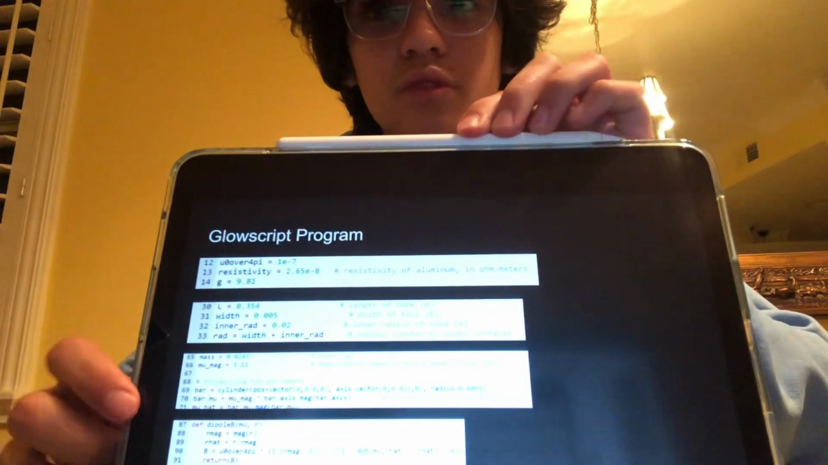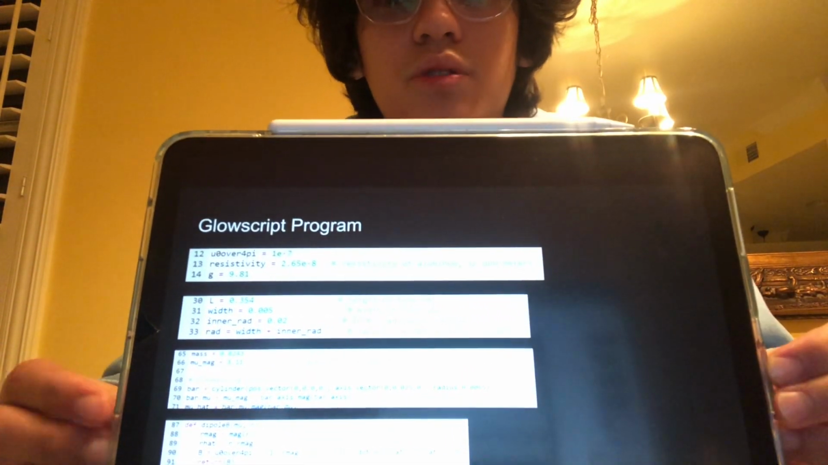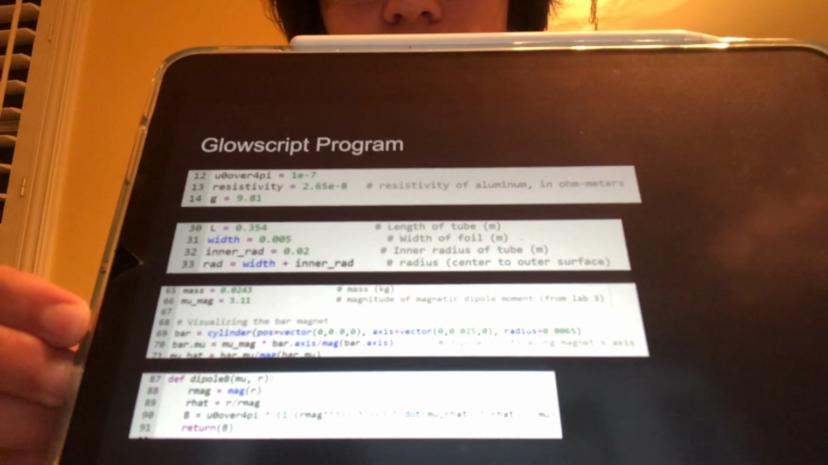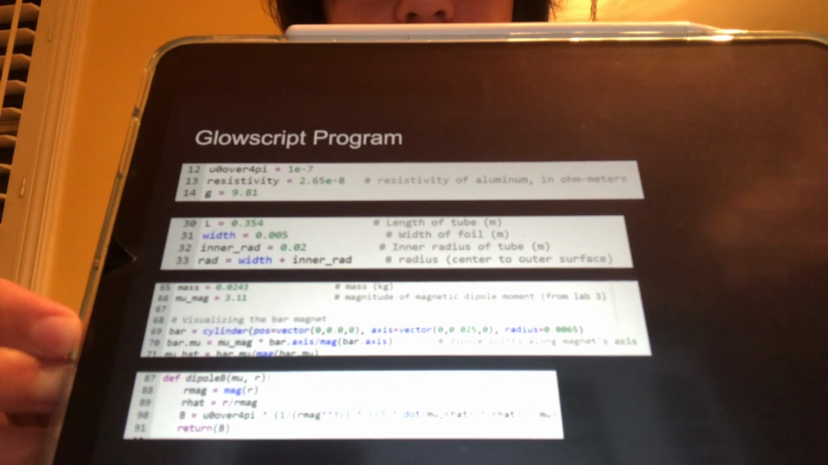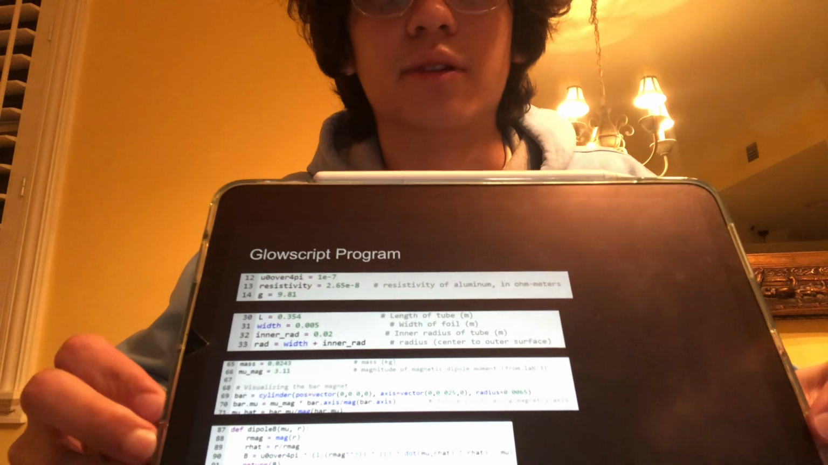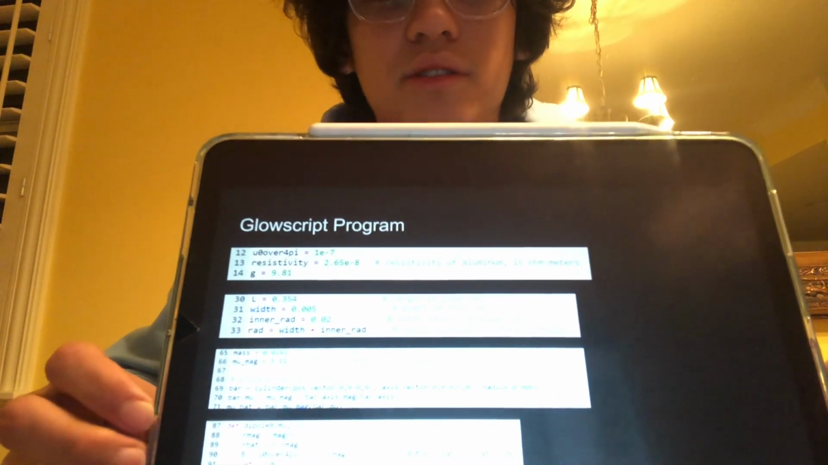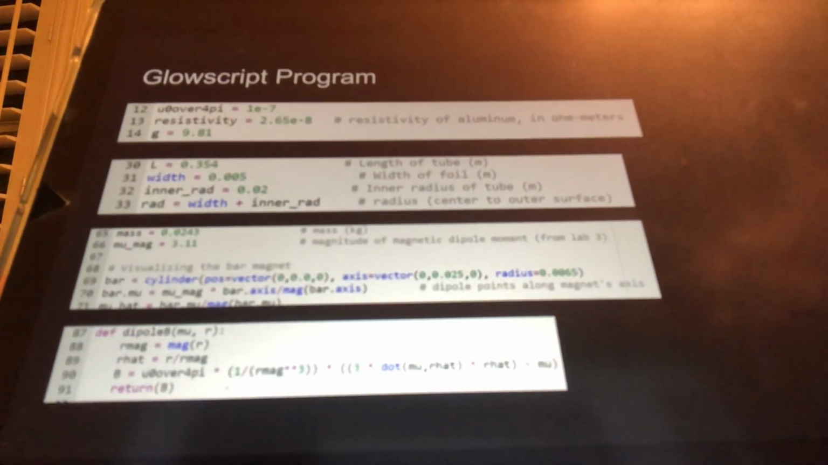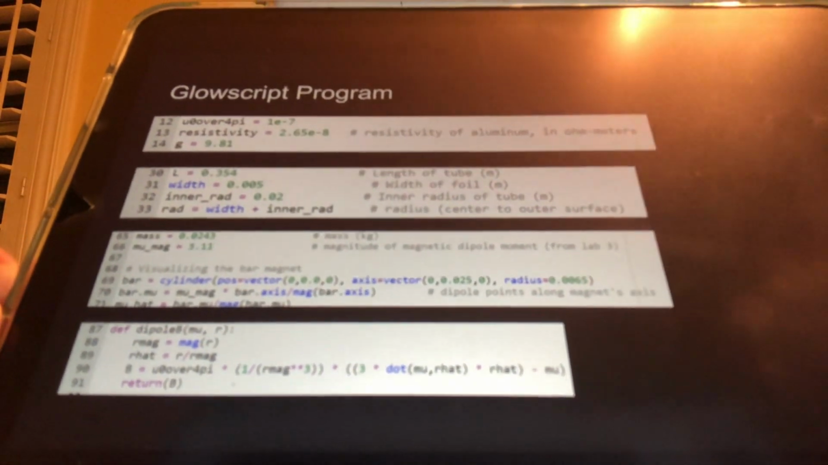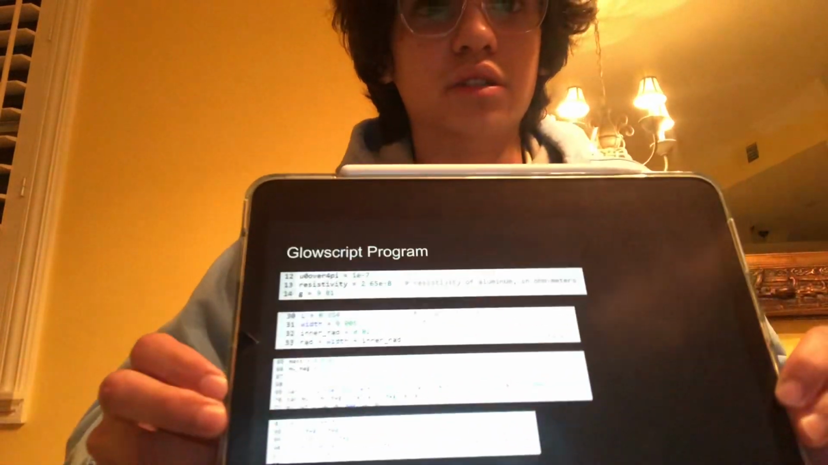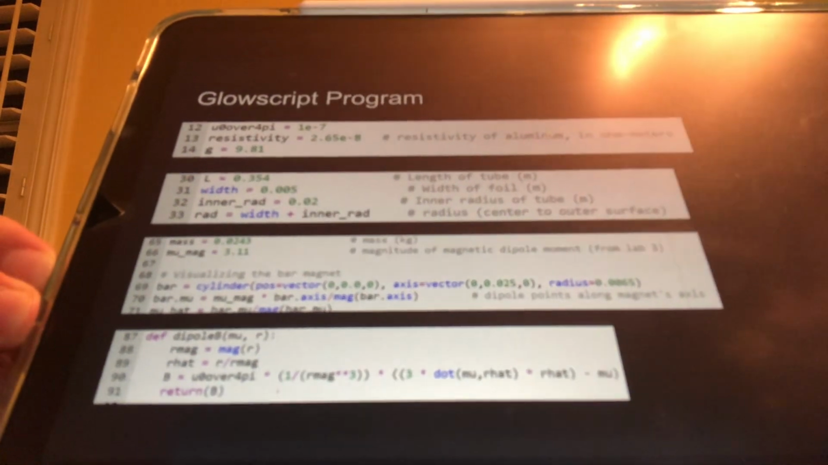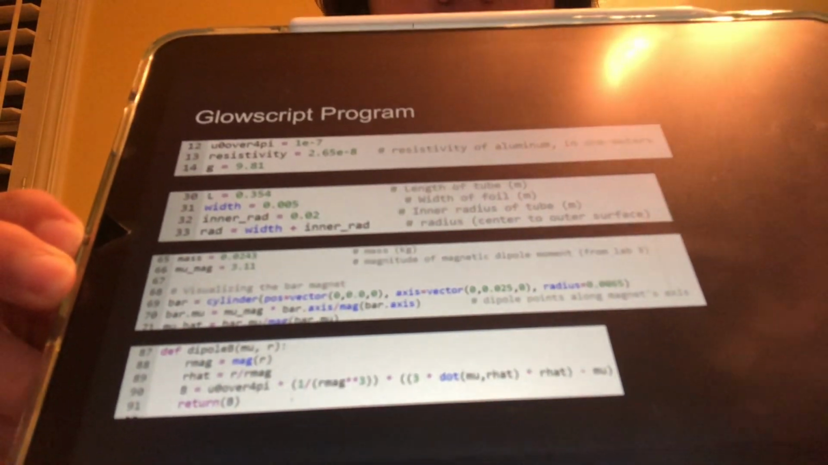So for the coding, we first inputted constants, if you can see up here, and then we inputted our variables for the problem. So I inputted my length, the width, and the inner radius of the tube. And then we also inputted on line 65 the mass of the magnet and the mu of the magnet. And then we created a function to calculate the B field of the magnet.